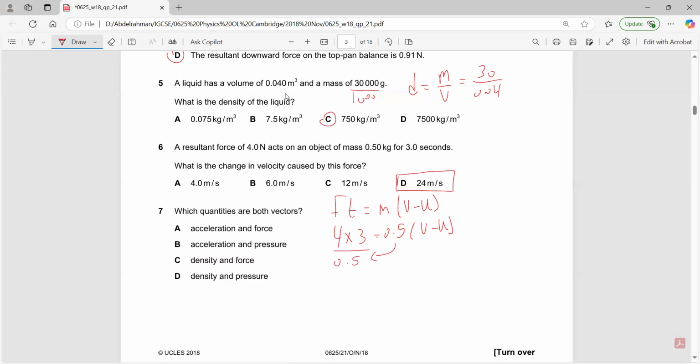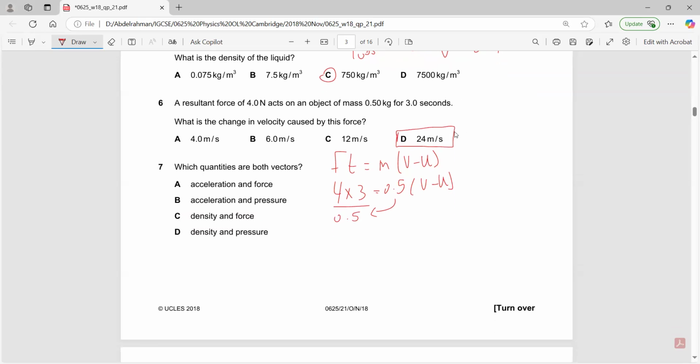You do not need to find the initial or the final velocity. You just need to find the change in the velocity. Which quantities are both vectors? Acceleration and force definitely are both vectors.